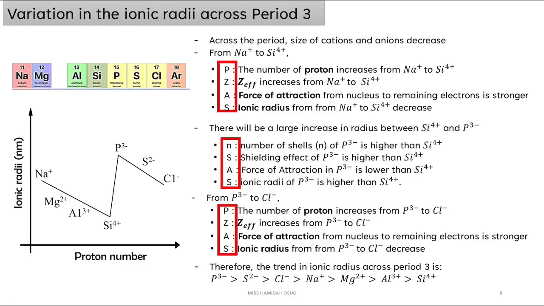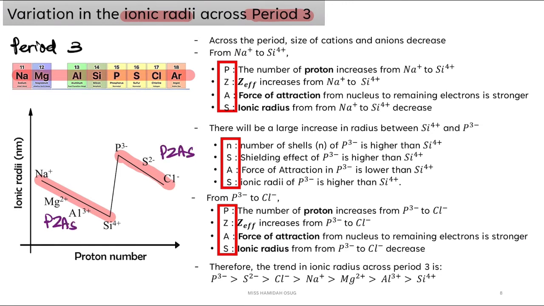Next, kita akan tengok the variation in the ionic radii across period 3. So, ini adalah ahli-ahli untuk period 3. So, bila kita tengok daripada Na+ kepada Si4+, okay, the ionic radii among the cations will decrease. Sama juga kalau kita tengok daripada P3- kepada Cl-, the size of the ionic radii pun akan decrease. So macam mana kita mau explain sebab dia decrease? Kita akan gunakan PISAS.